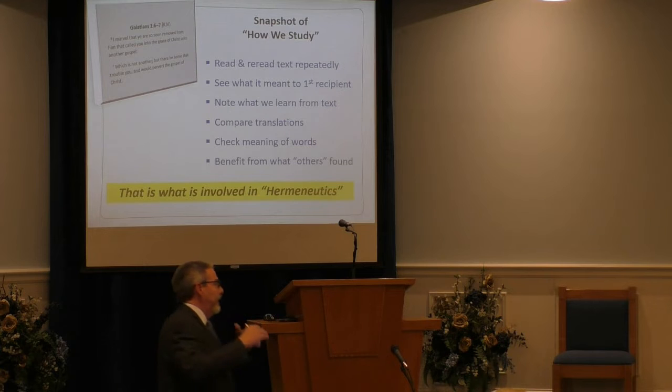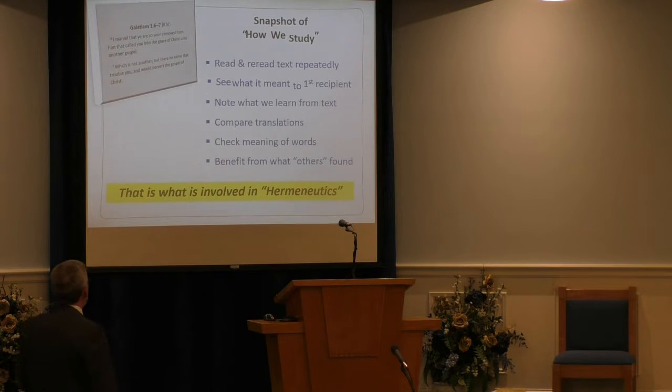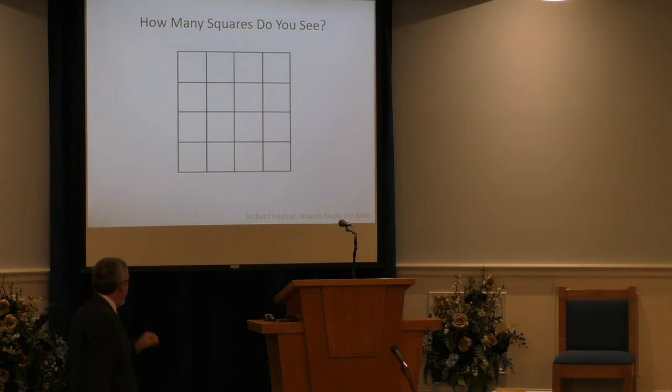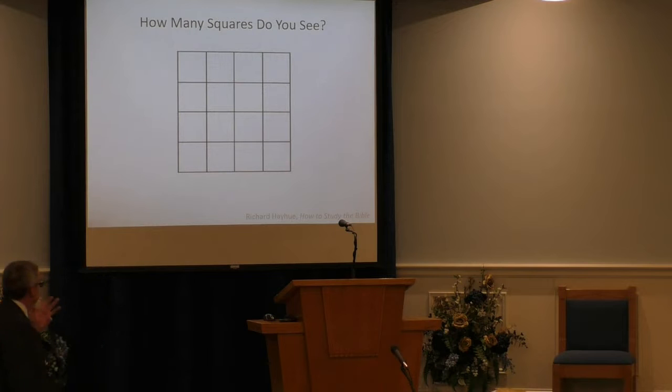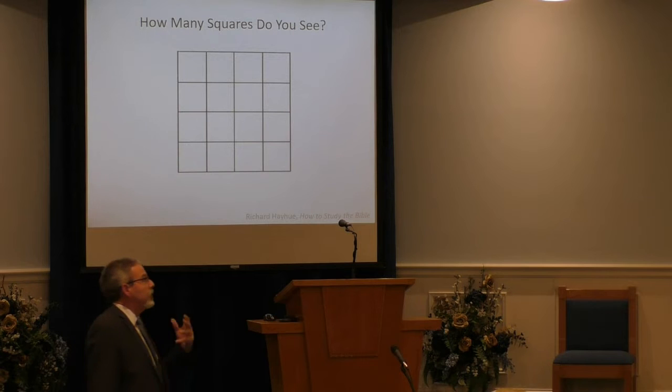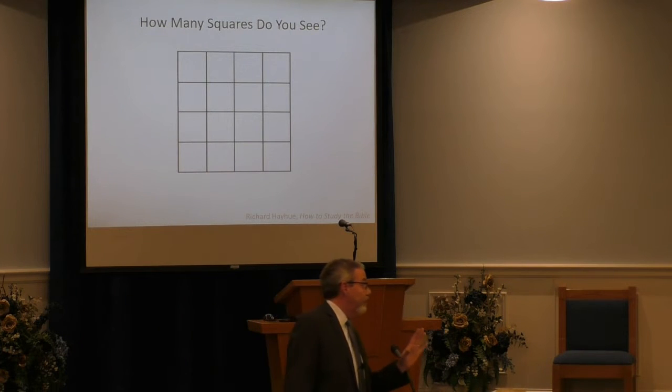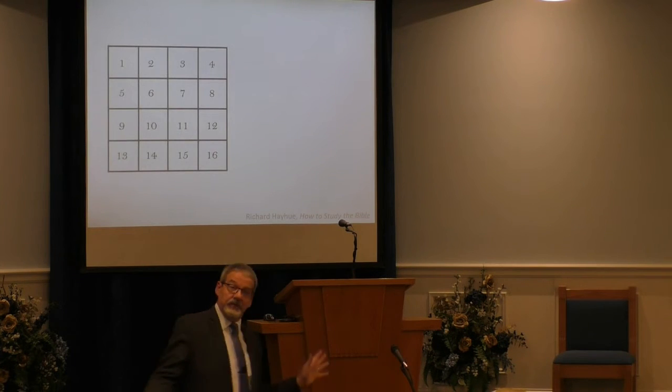I've read numerous books here recently on hermeneutics and how to study the Bible. One of the books by Richard Hayhew, How to Study the Bible, presents these squares. How many squares do you see? On a cursory first look, you obviously say there are 16 squares, right?